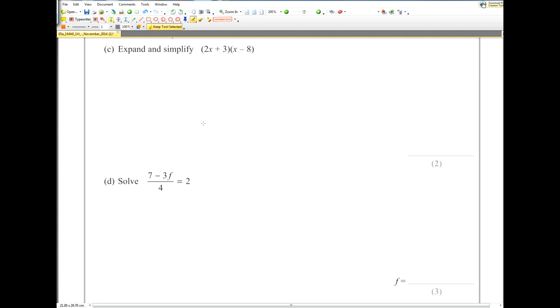Okay, here comes the next question. Expand and simplify, multiplying double brackets. So let's have a go at that. We have 2x times x first of all. 2x times x is 2x squared. And then we have 2x times minus 8 is minus 16x. Then we have plus 3 times x is plus 3x. And then we have plus 3 times minus 8 is minus 24.